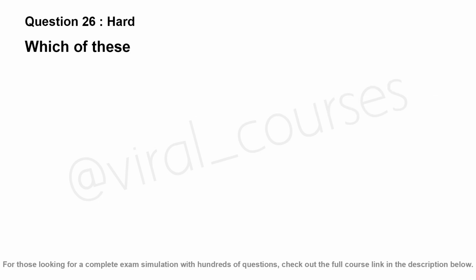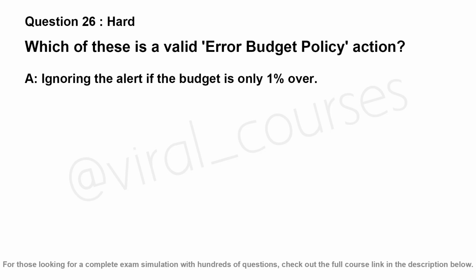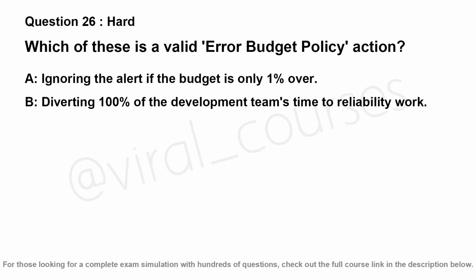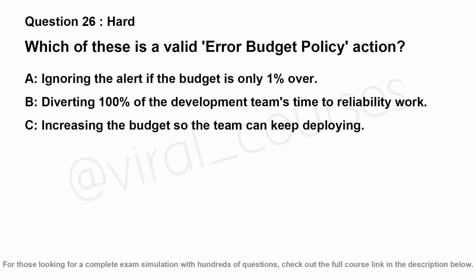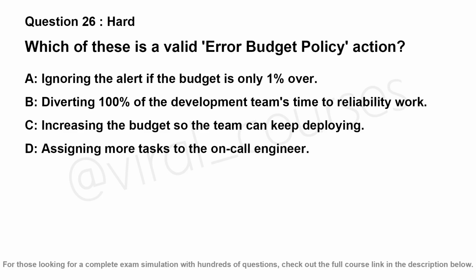Which of these is a valid error budget policy action? Option A. Ignoring the alert if the budget is only 1% over. Option B. Diverting 100% of the development team's time to reliability work. Option C. Increasing the budget so the team can keep deploying. Option D. Assigning more tasks to the on-call engineer.